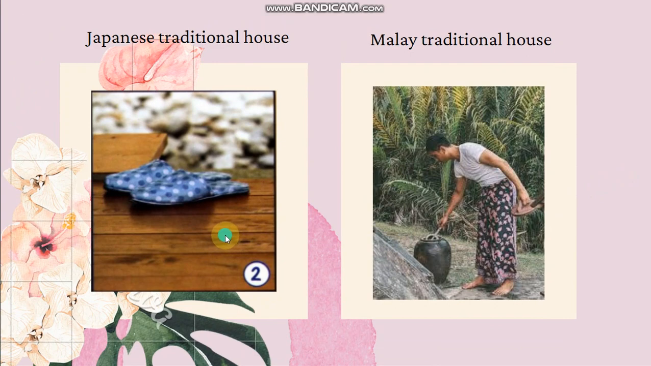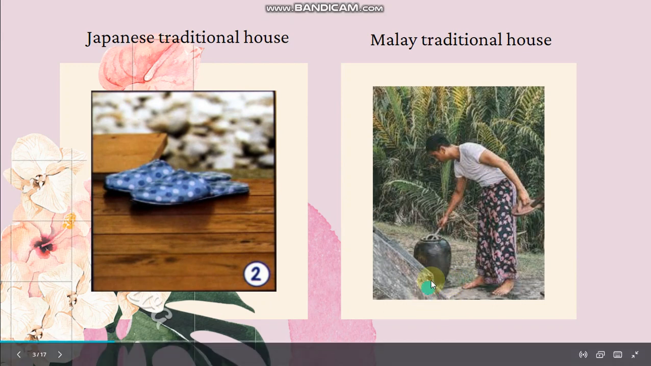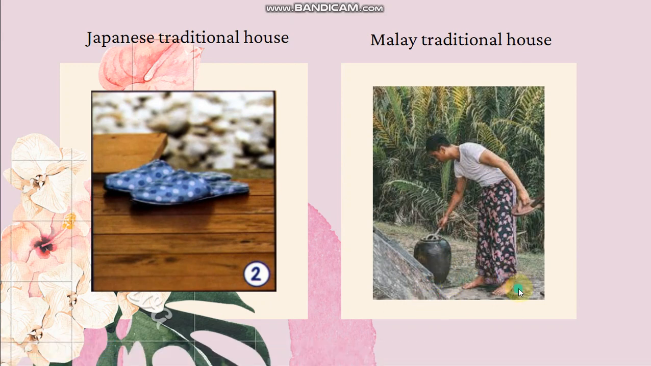Slippers. So Japanese traditional house, people will wear slippers in the house. Whereas in Malay traditional house, there will be a water container outside the house next to the stairs for people to wash their feet before they enter the house. So both houses, they will not wear shoes in the house.